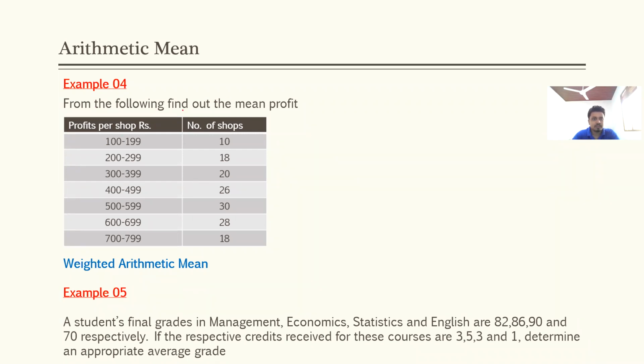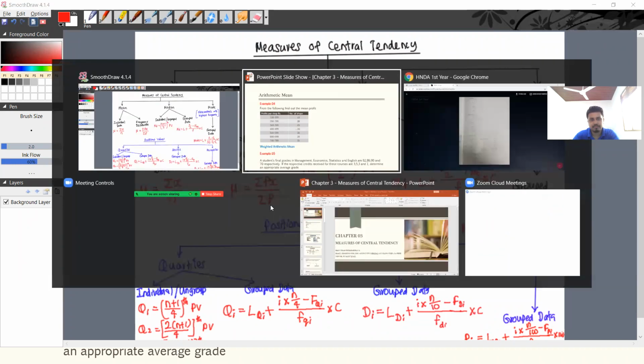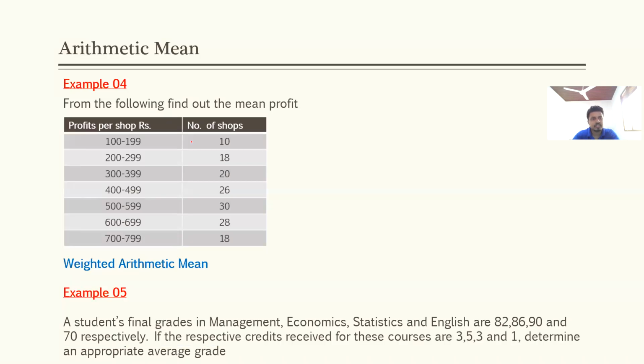Okay. From the following, find out the mean. Take 5 minutes and find the answer here. Again, we need to calculate the mean of a frequency distribution. So this is the formula we need to use: sigma fx over sigma f. Try this out and upload your answers to the Padlet link.